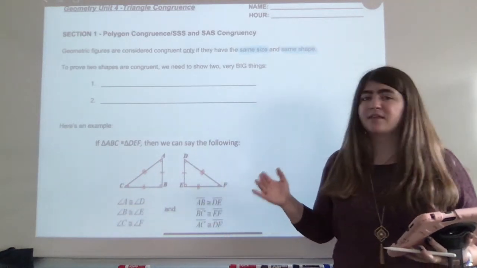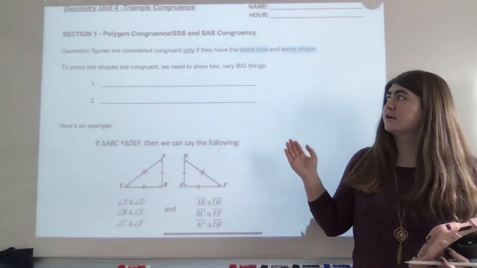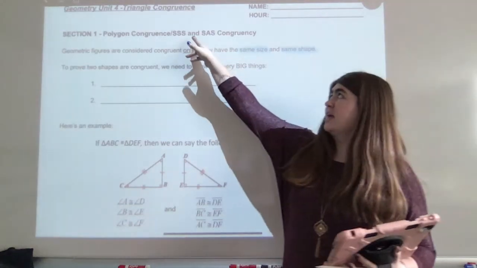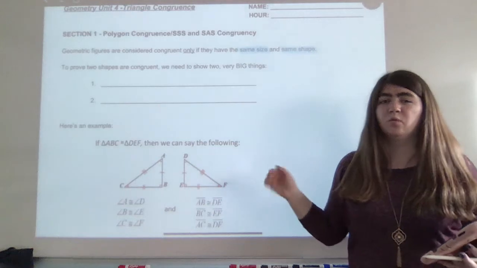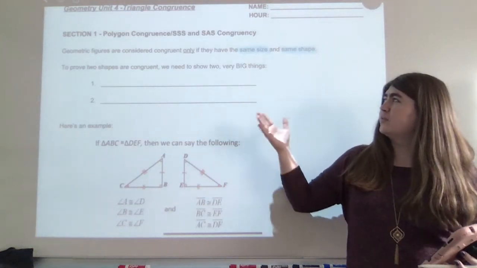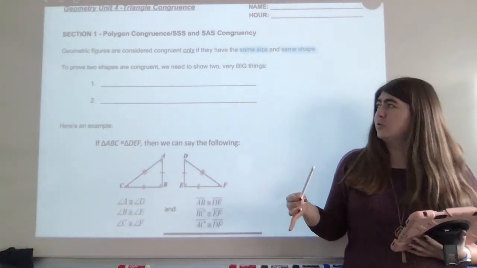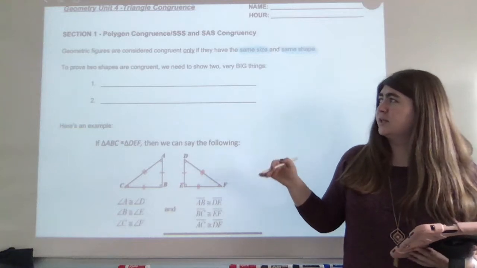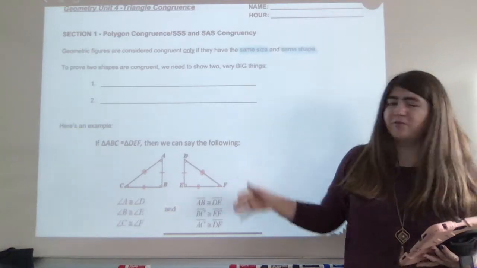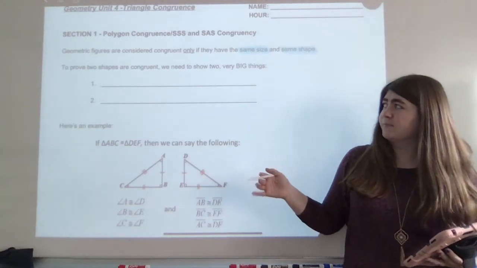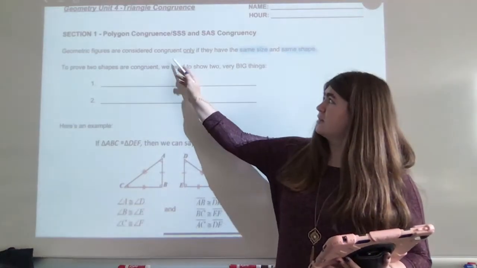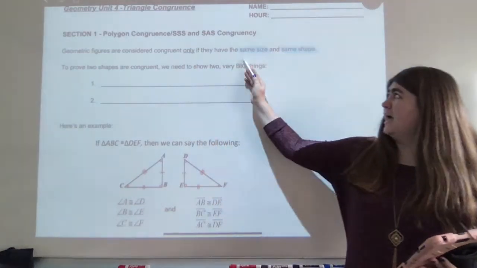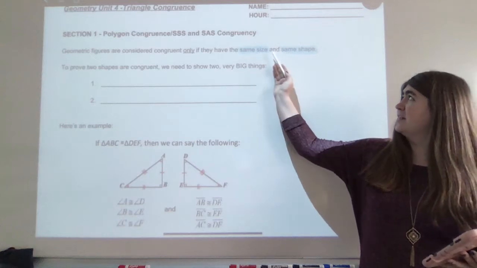Alright, we're going to start with Section 1, which is called Polygon Congruence / SSS and SAS Congruency, and we'll learn what those abbreviations mean when we get to it. So we're going to go ahead and start with this little bit of information about polygon congruence. Geometric figures are considered congruent only if they have the same size and same shape.